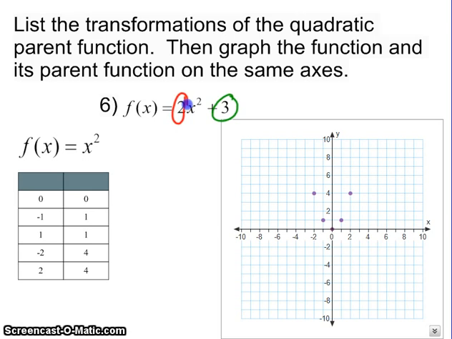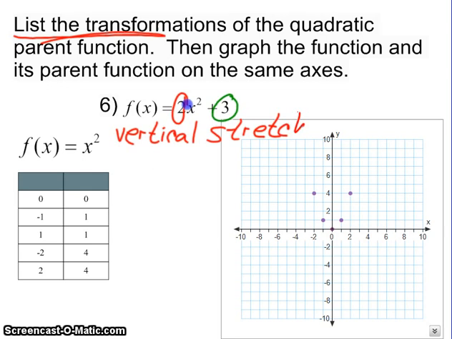That means it's going to shift up 3. And the 2 is going to be the same thing as it was in the graph before. It's a vertical stretch. Okay? So if I'm listing my transformations, I've got a vertical stretch, and I've got a translation up 3.